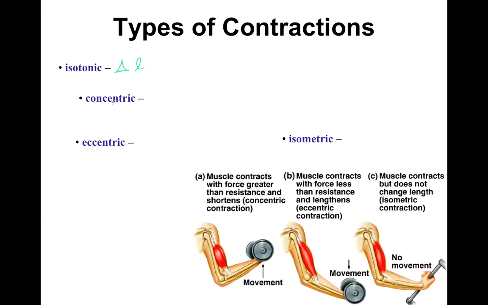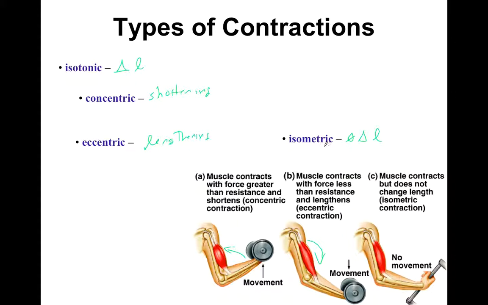The two types of isotonic are concentric, which is a shortening contraction, say during flexion at the elbow, and eccentric, which is a lengthening contraction. So these ones change length. So here's an example of an isotonic concentric one, and then this one is an isotonic eccentric one.